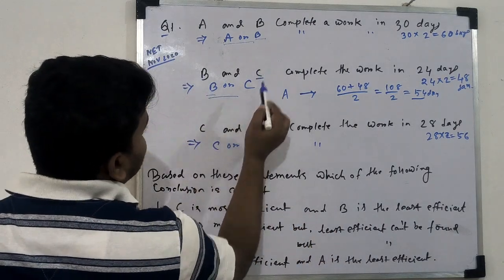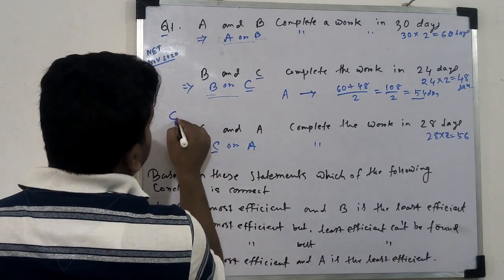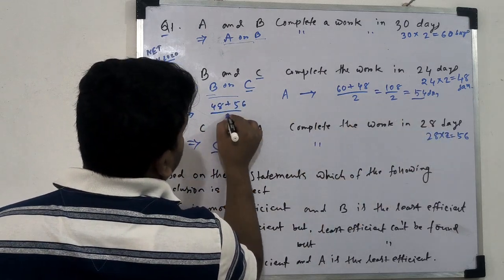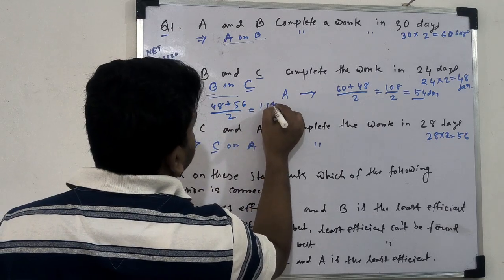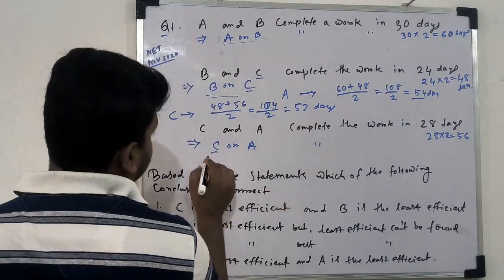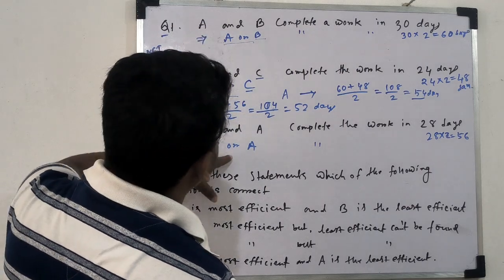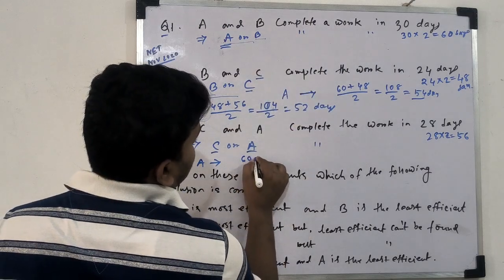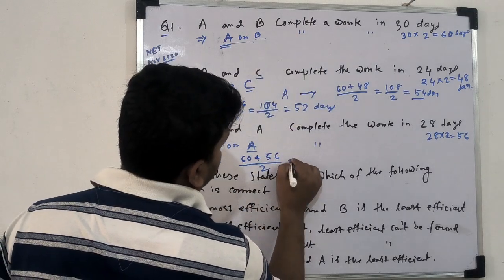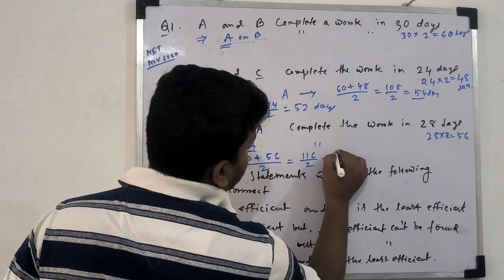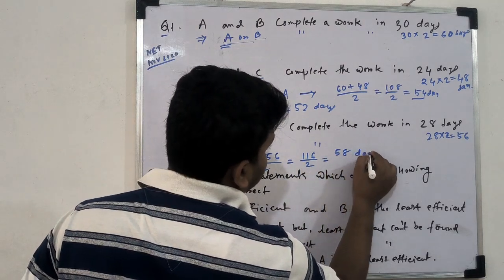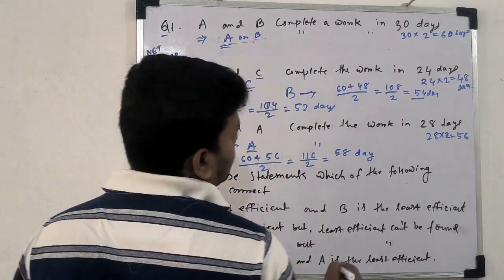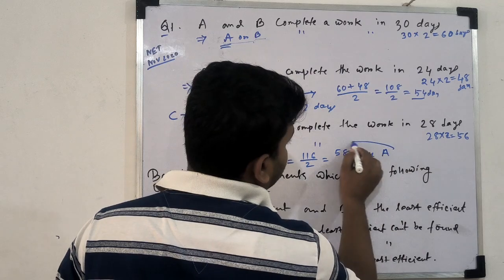Similarly, from these two, C is present in both. If C does the job alone, it takes 48 plus 56 divided by 2, that is 104 by 2, that is 52 days. And from this and this, we get, if A does the job alone, it takes 60 plus 56 divided by 2, that is 116 divided by 2, that is 58 days. So from here it will be B.